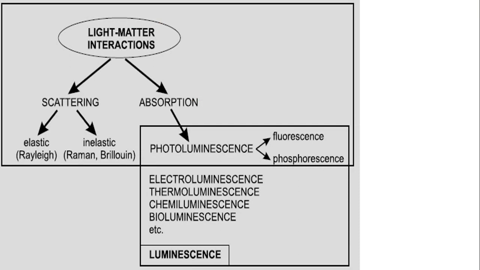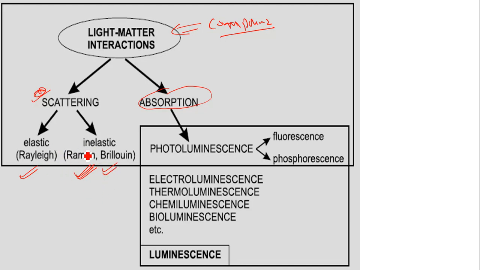So I have given this basic chart. You can also write it down in your notebook. When light and matter, meaning any type of compound, interact, there are two possibilities: either they can scatter or the light will be absorbed. Now if they scatter, then it is known as Rayleigh line, or if they are inelastic, then they are known as Raman line or Brillouin line.